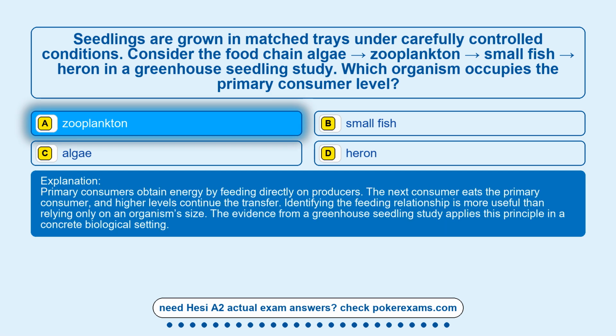Primary consumers obtain energy by feeding directly on producers. The next consumer eats the primary consumer, and higher levels continue the transfer. Identifying the feeding relationship is more useful than relying only on an organism's size.